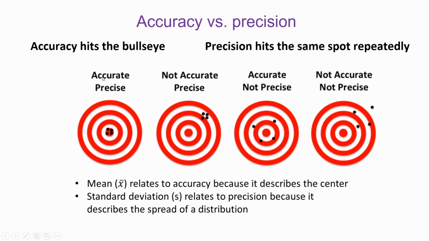So you can be accurate and precise: you have all your points tightly clustered in the center. You can be not accurate but precise: all your data points fall in the same place, but they're way off. You can be accurate but not precise: you're always around the center but never that close to it. Or you can be not accurate and not precise, where your data points are all over the place and not anywhere near the center.